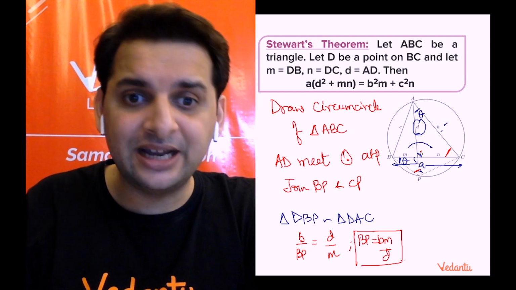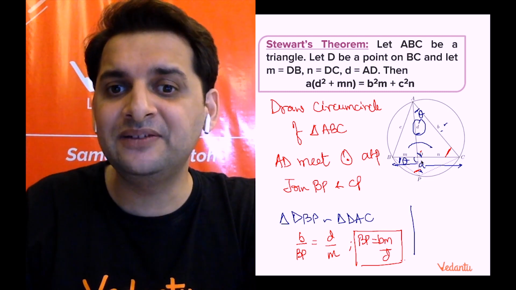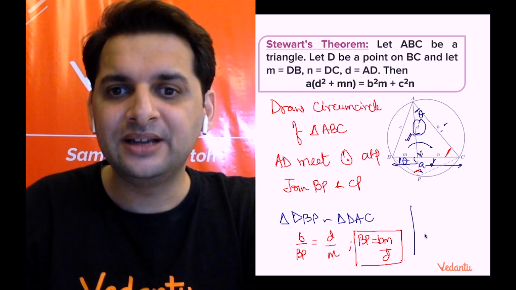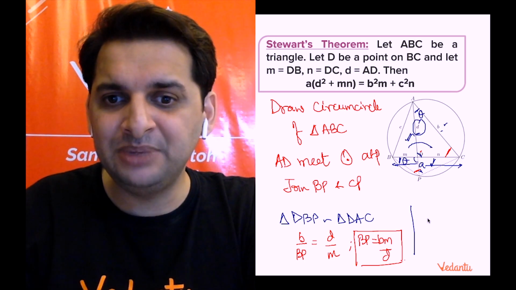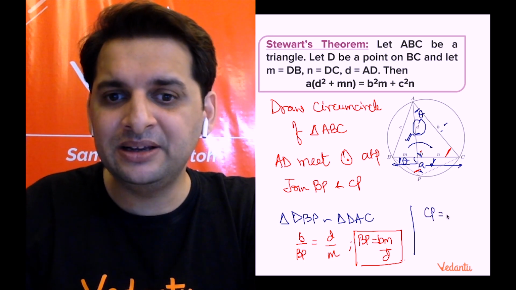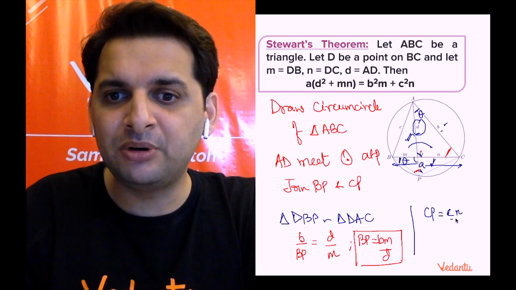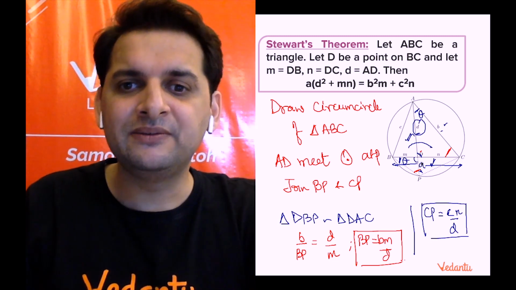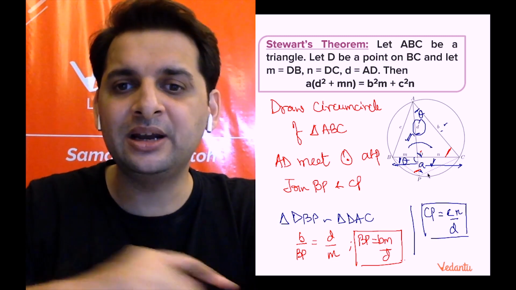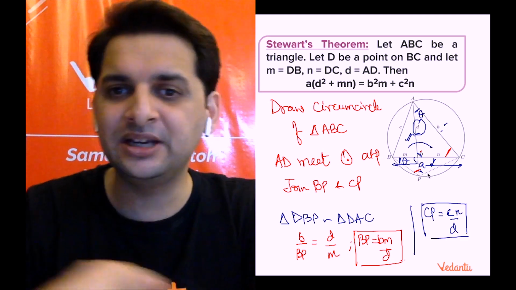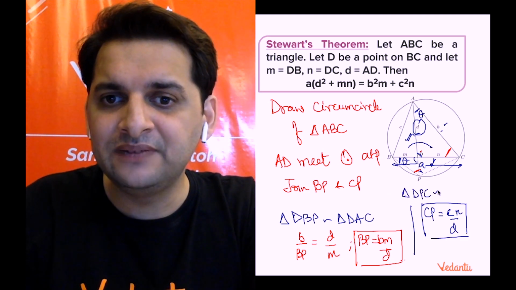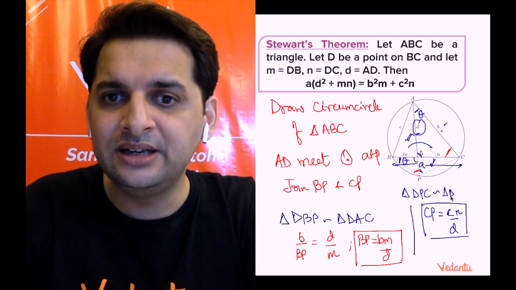And likewise, I can do this similarly for the other two triangles. And can I say CP would be small c into N upon D? Can I say that? For the other two triangles, that is triangle DPC will be similar to triangle DBA.